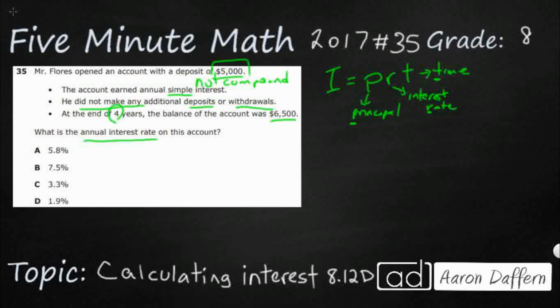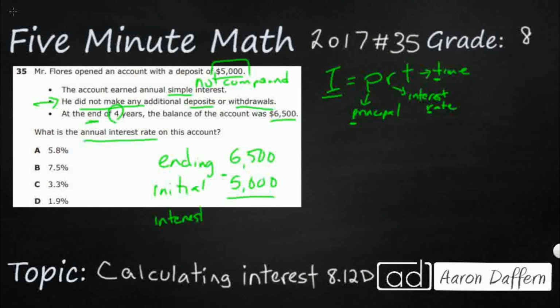So how much interest was actually on this? They don't really tell us how much interest was earned on this account, but we do have a clue. The ending balance was $6,500. The initial balance was $5,000. Nothing was done to this account. No additional deposits or withdrawals. So the only thing that changed was the interest. That's it, the interest. So that's going to be $1,500. So that is going to be our interest.